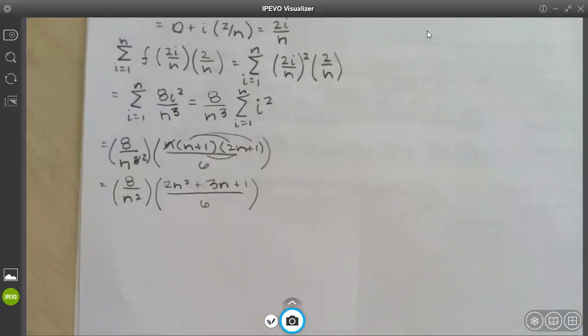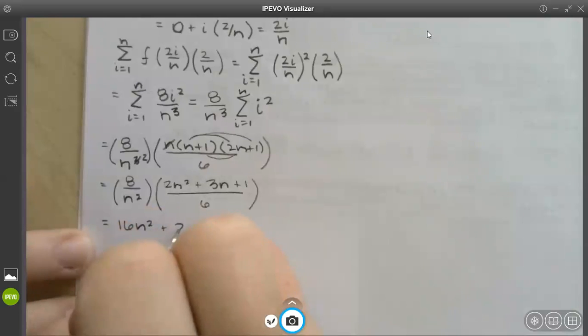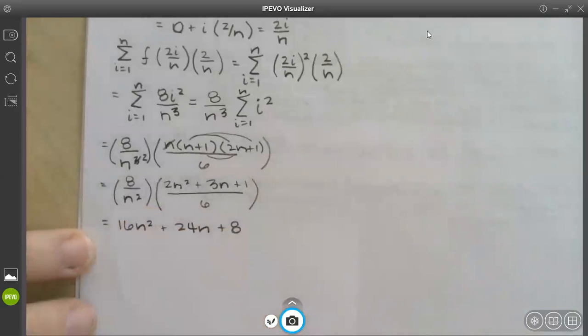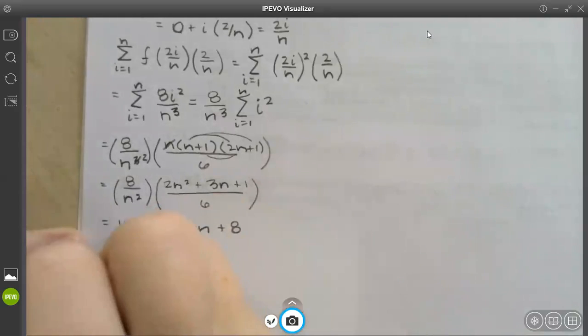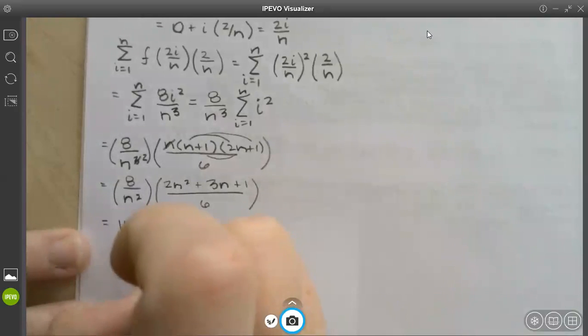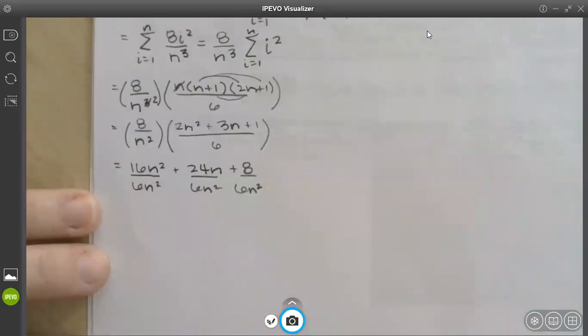And then I'm going to multiply it out and simplify it. So multiply the top. You get 16n squared plus 24n plus 8. And just to save a step, I'm going to write them all with the common denominator underneath them. Everybody understand that? So your common denominator is n squared times 6, or 6n squared. And then when you simplify these, you're finished.